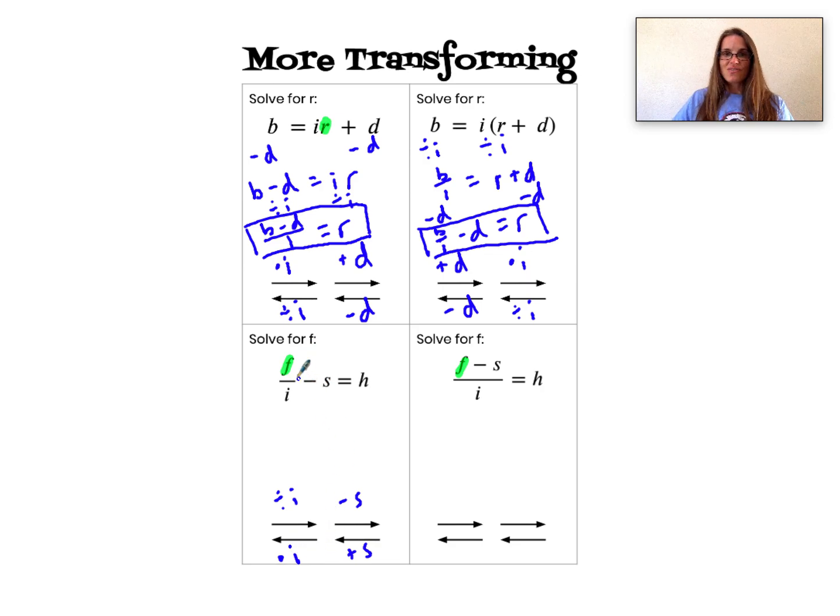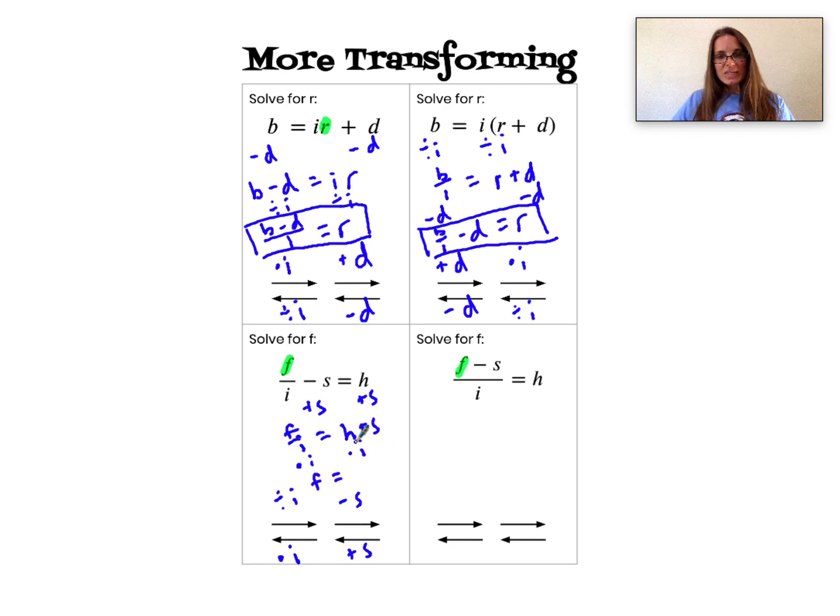Let's go ahead and solve. My first inverse operation is to add s to both sides of my equation. F divided by I minus s plus s is f divided by I. H plus s, I just have to keep it as h plus s. Now my last inverse operation is to undo the division by I by multiplying by I. F divided by I times I is just f.